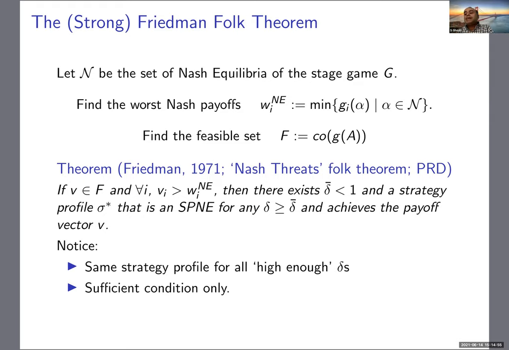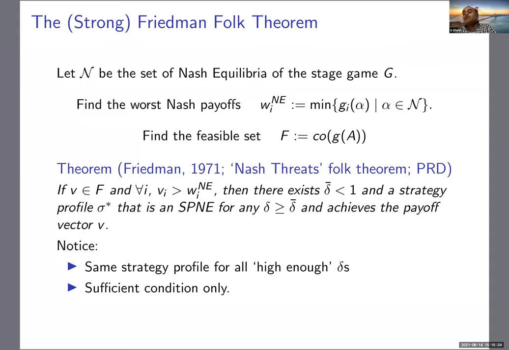So I want to emphasize the fact that Friedman actually allows you to come up with a uniform strategy profile, a strategy profile that works for all discount factors above delta upper bar. This is a property that we will try to retain, a property that we will try to capture in our definition of Blackwell equilibrium. And second, the very helpful comment that was just made is that this is a sufficient condition only, right?